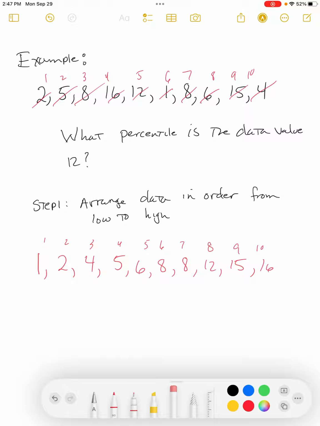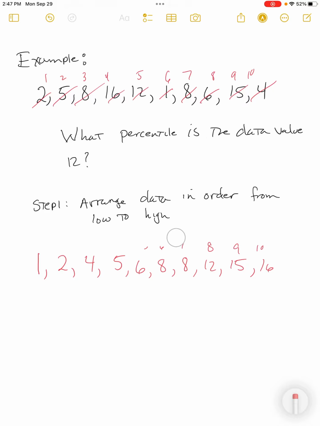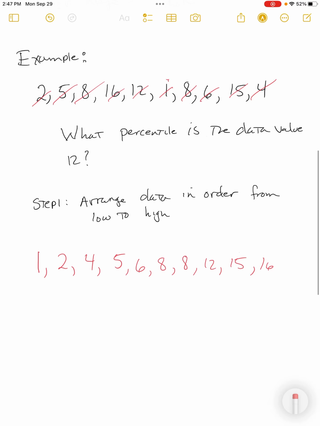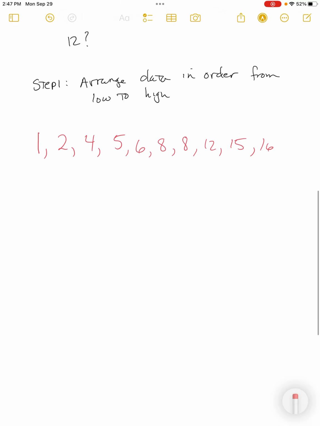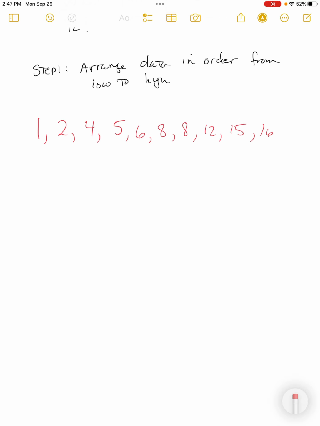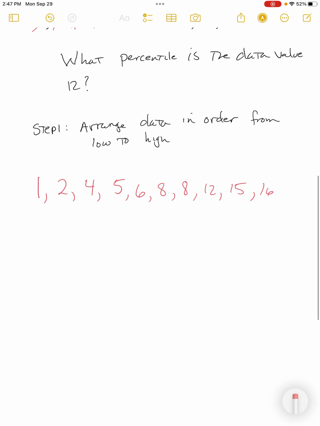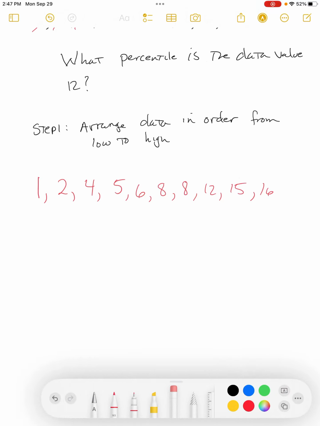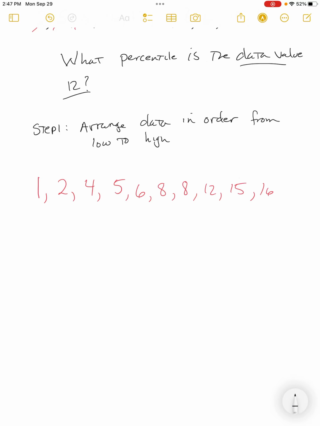So I'm going to get rid of those top numbers because I don't want them to be confusing. That was just my count of where things were. But let's remember that we had 10 data points given to us. I think that's pretty easy to remember. So here's my data set. My first step is to arrange it in order and then pay attention to the question. The question was, what is the percentile for the data value 12? So let's find 12. And I like to circle it.